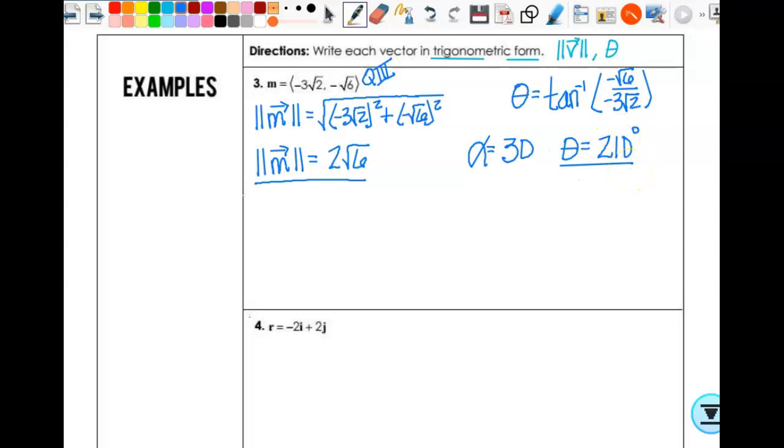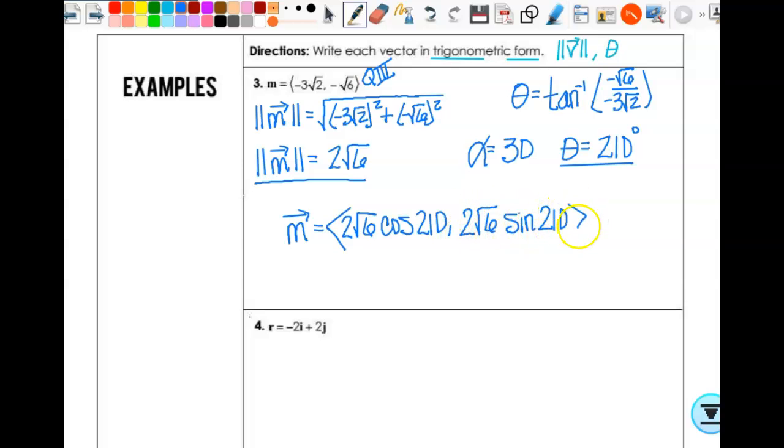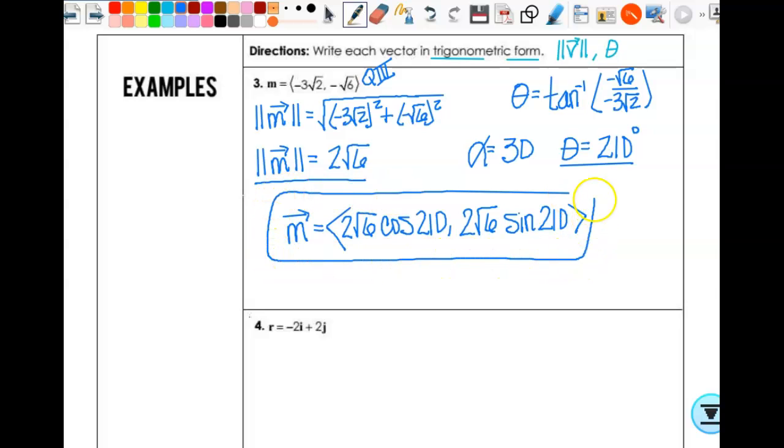Okay. So now I have my magnitude and my direction angle. Everybody with me so far? Okay, so now the vector m in trigonometric form is going to look like this: 2 square roots of 6 times the cosine of 210, and then 2 square roots of 6 times the sine of 210. That is trigonometric form. You don't do anything else with that, because if you type this in, this is what you're going to get back, and you're just going in circles.